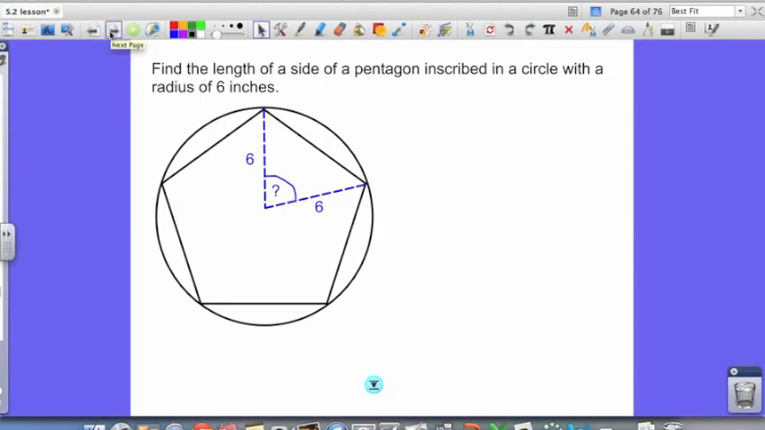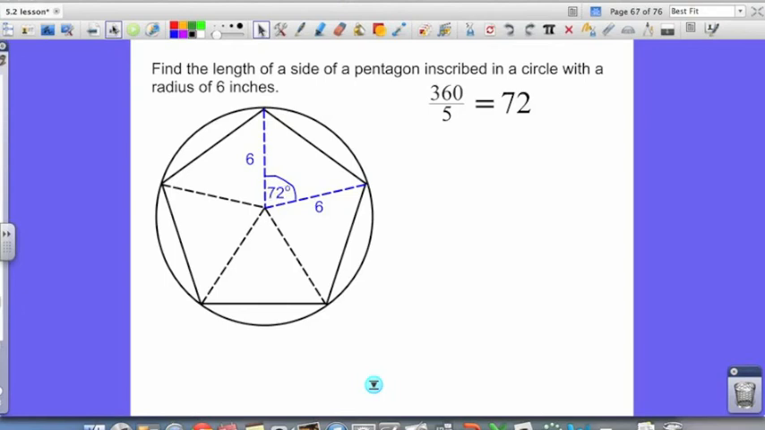One way we can look is just basic geometry. I can slice up the radii to the vertices of the pentagon nice and evenly, and now I have 1, 2, 3, 4, 5 equal angles. Pretty straightforward. I just take 360, divide by 5, and I get 72. So now I know that that angle is 72 degrees.